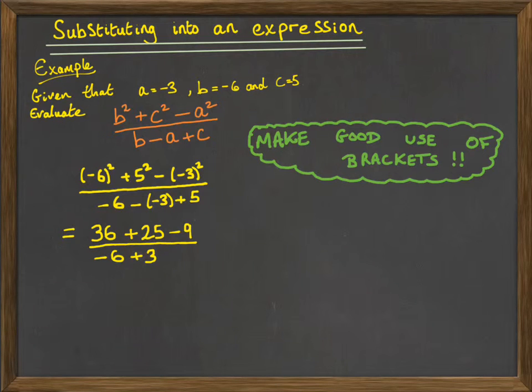Okay, well, the minus 6 we'll leave alone for now, so just minus 6. We've then got take away negative 3, and of course subtracting a negative is the same as adding, so we've got plus 3 and then the plus 5.